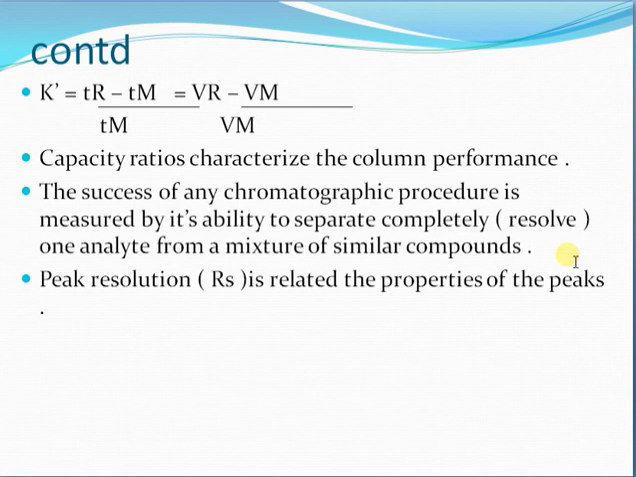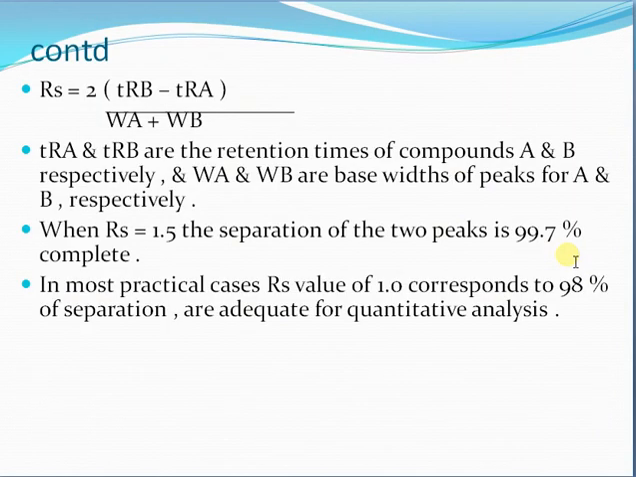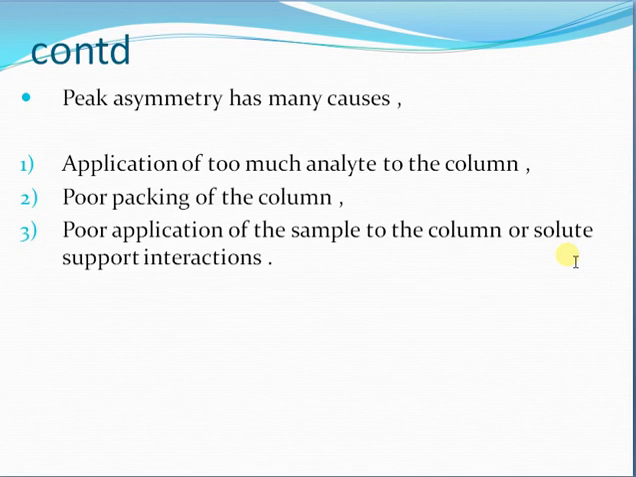Peak resolution is related to the properties of the peaks. This is the chromatographic graph regarding these, and this is about the calculations. Peak asymmetry has many causes: application of too much analyte to the column, poor packing of the column, poor application of the sample to the column, and solute and separate interactions.